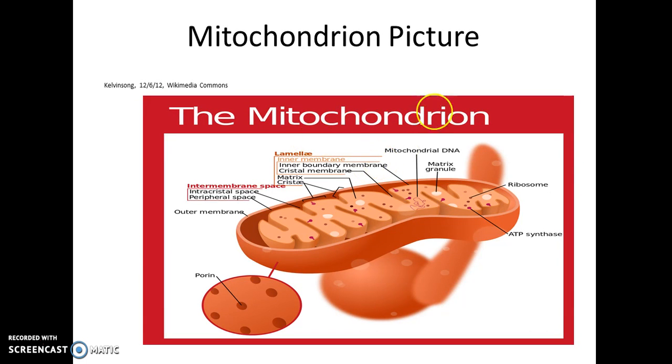Now the inner membrane space is tough to see. It's the space between this inner membrane, the cristae or the folds here, and the outer membrane. This is the inner membrane space right here. Okay, these are the cristae. We have the matrix with the nucleoid right here. Mitochondrial DNA is found within the matrix.